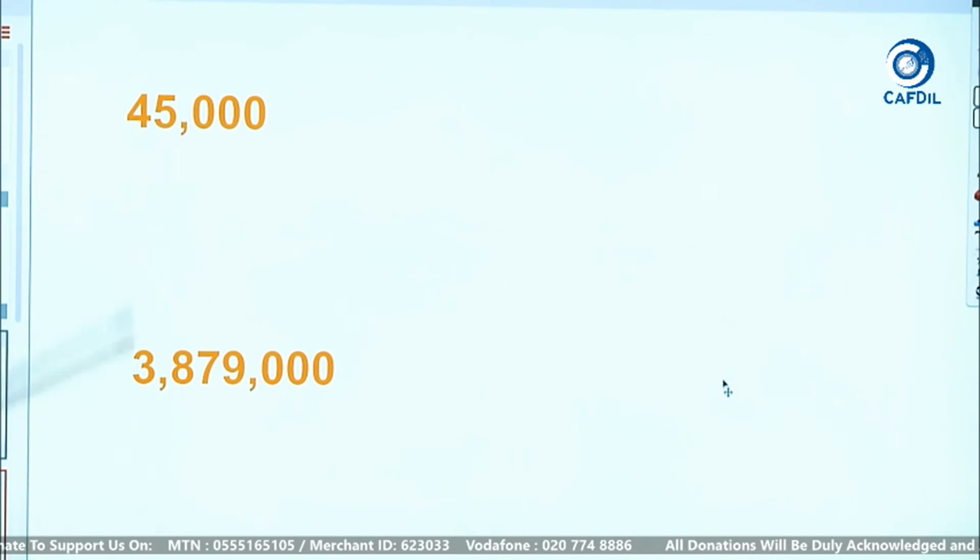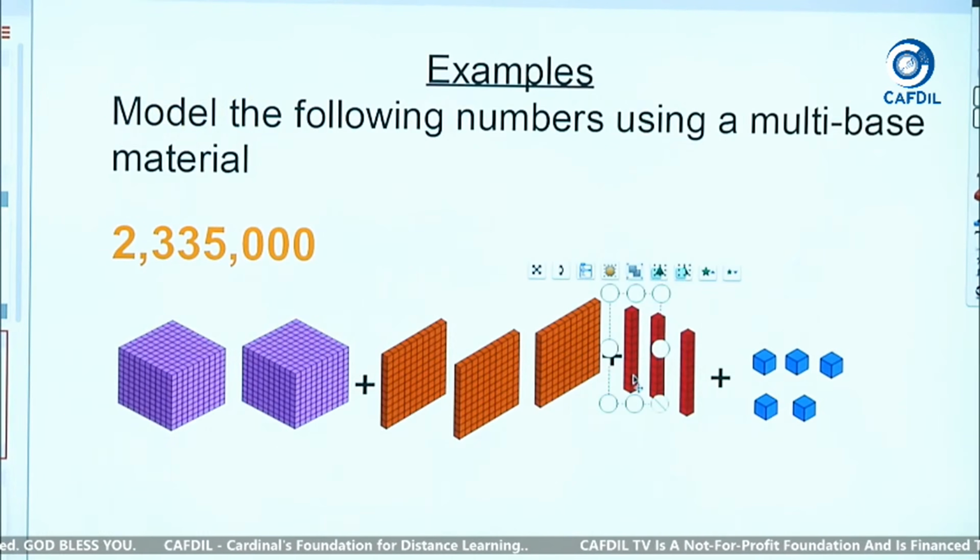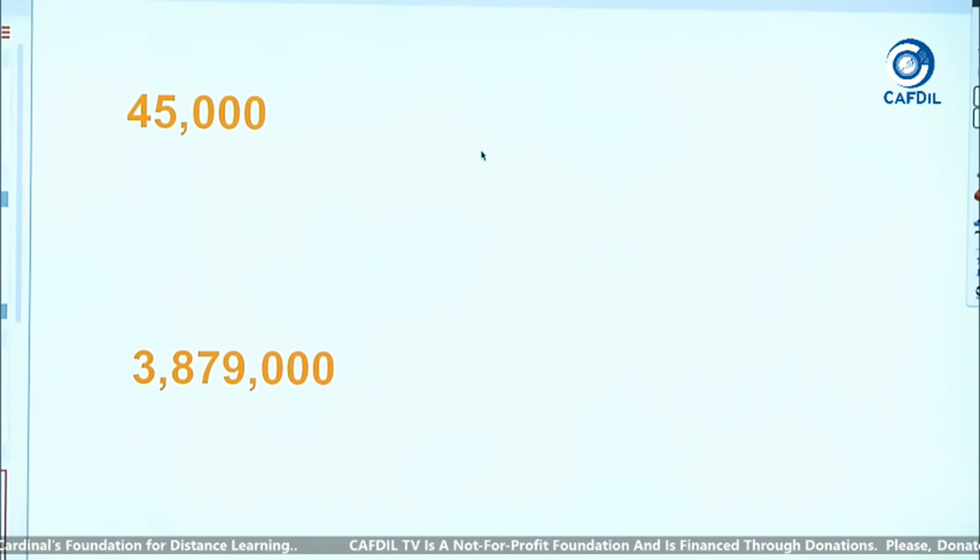We have to model this. We have 45,000. Remember, it's 45,000. So you look at it. 45,000. All right, this is 40,000, the first one. When we expand it, we're going to have 40,000. So if it is 40,000, which of the material are we going to use? It means we have to pick the rod or the long. How many of the longs, learners? Yes, we will need 4.